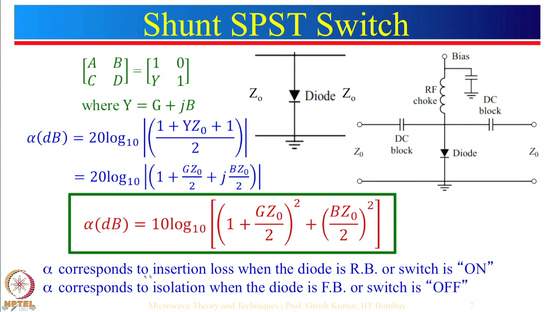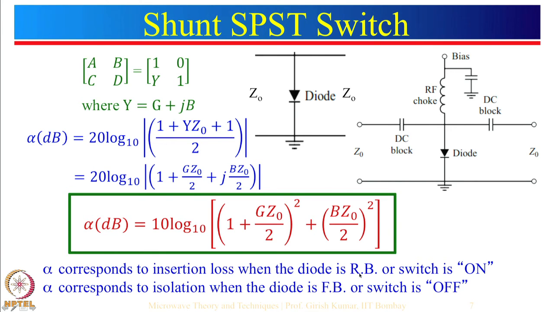Here alpha corresponds to the insertion loss when the diode is reverse biased. Please notice that this is different compared to the previous configuration, the series switch. When the diode was in series and on, input would go to the output, but here things are different. Here when the diode is on, it acts as a short circuit, so ideally nothing should go over here. And when the diode is off, that means reverse biased, it acts as an open circuit, so everything from the input side should go to the output side.